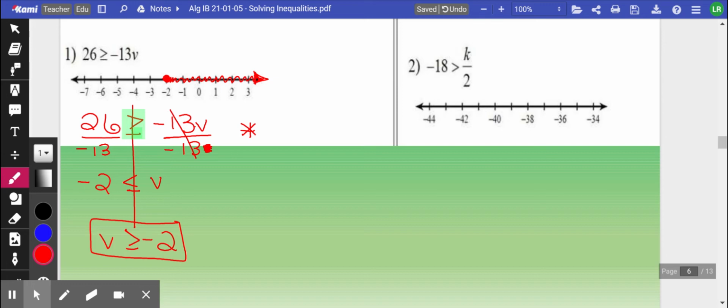Is 99 a solution? Thumbs up, thumbs down. Thumbs up if you believe 99 is a solution, thumbs down if you don't. Tell me, solution or no solution? Take a guess. 99 would be way over here. So yes, that's a solution. Is negative 7 a solution? Thumbs up, thumbs down. No, this negative 7 is over here. It's not in the shaded part. All right? Okay, let's look at number 2.